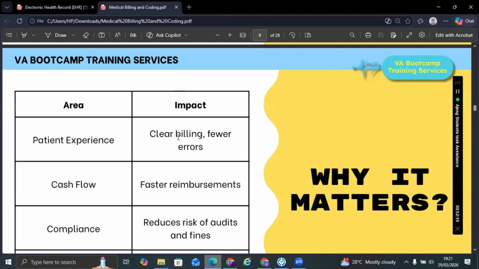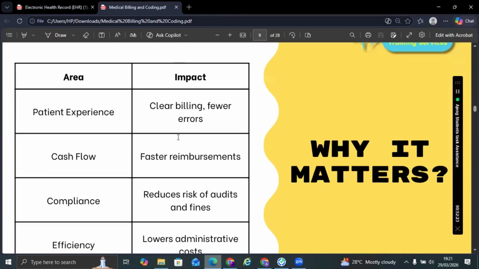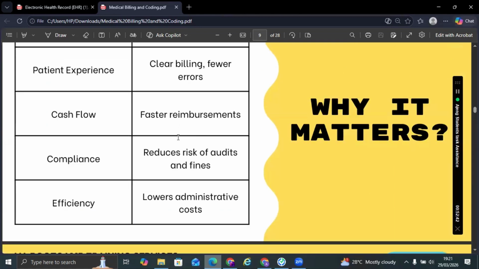So why does it matter? In an area, for example, patient experience, the impact is clearer billing and fewer errors. And then cash flow, the impact is faster reimbursement. And then for compliance, a reduced risk of audits and fines. And then efficiency, lower administrative costs.